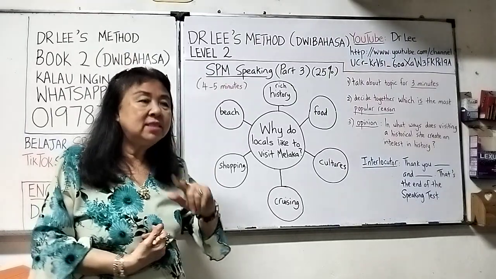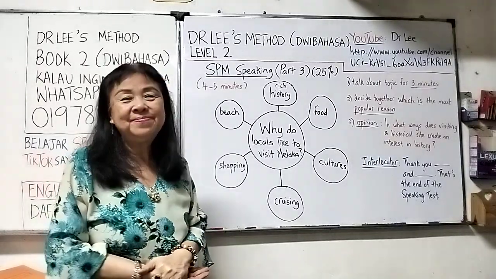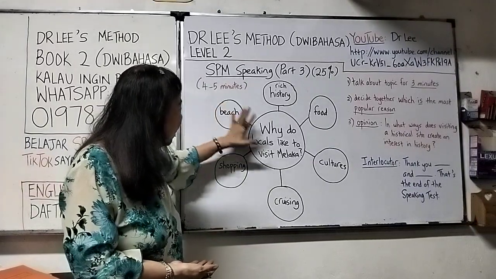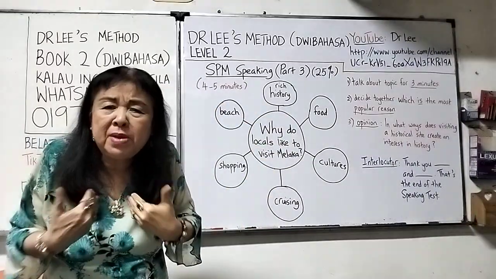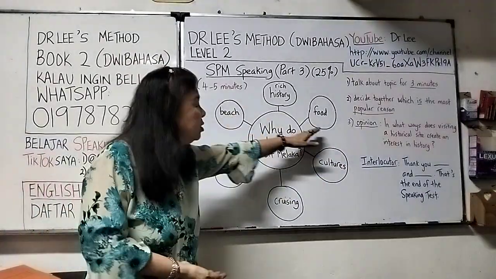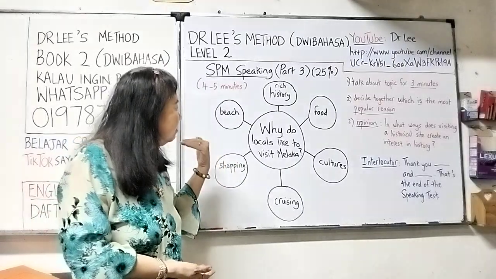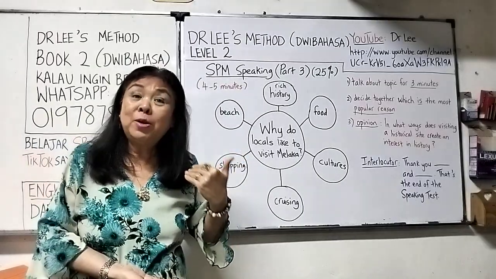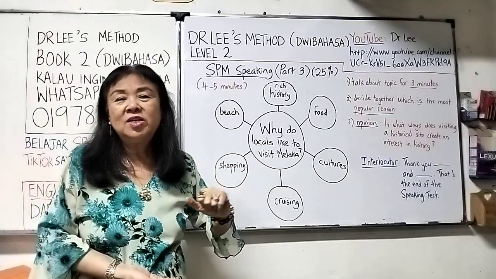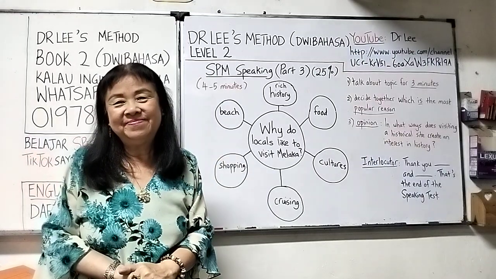Then I will ask my friend, my partner, what do you think, candidate B? Then candidate B, I have spoken on this, so candidate B has 5 more. Don't repeat what I have said. Say something else. So candidate B will choose the food. So candidate B may say, in my opinion, or I think locals like to visit Malacca to enjoy the delicious and cheap food in Malacca.